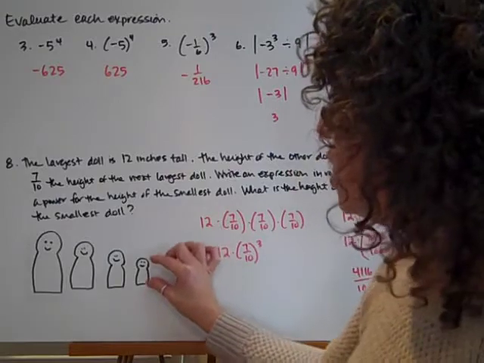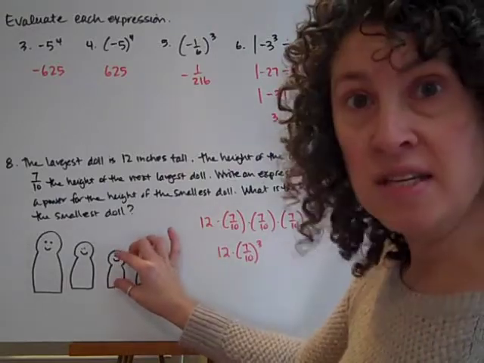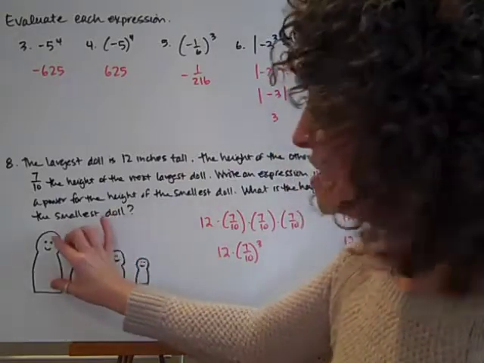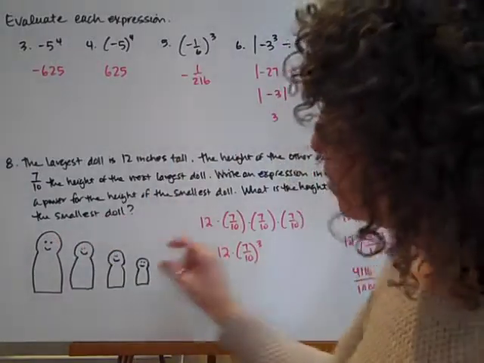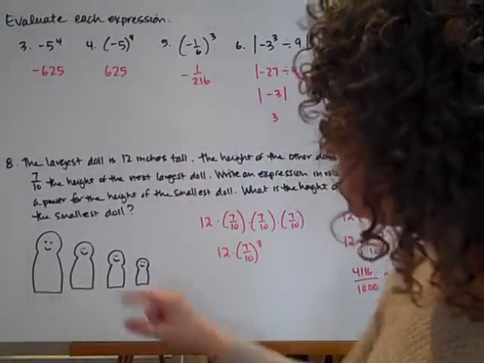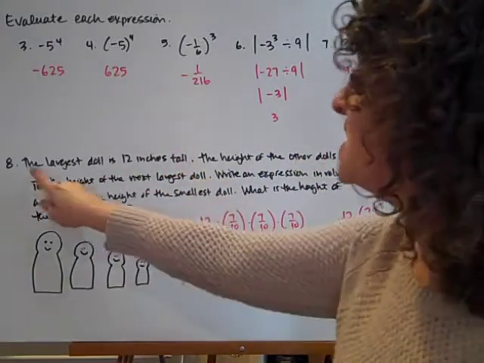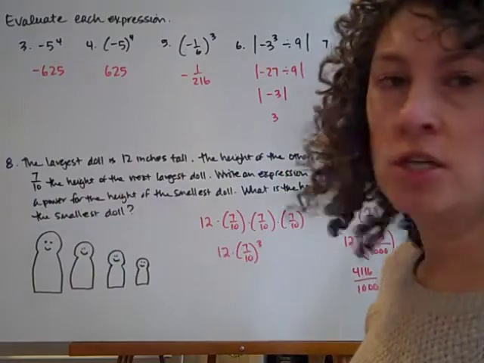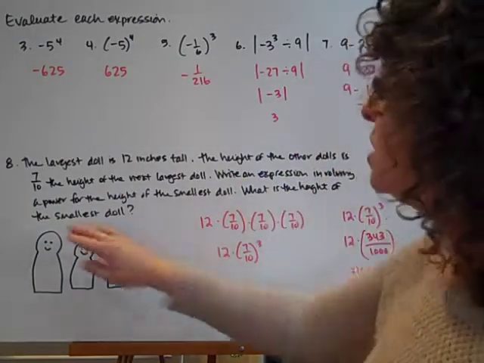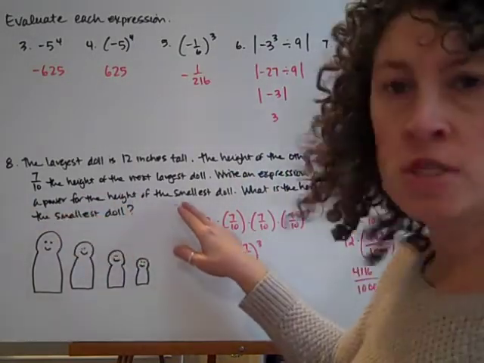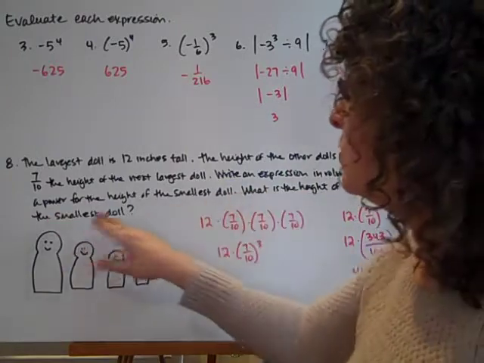So nesting dolls are, we start with a small doll, and the small doll fits inside the next one up, which fits inside the next one, which fits inside the next one. So they nest inside each other, which is why they get progressively smaller. So the largest doll is 12 inches tall. The height of the other dolls is 7/10 the height of the next largest doll. Write an expression involving a power for the height of the smallest doll. What is the height of the smallest doll?